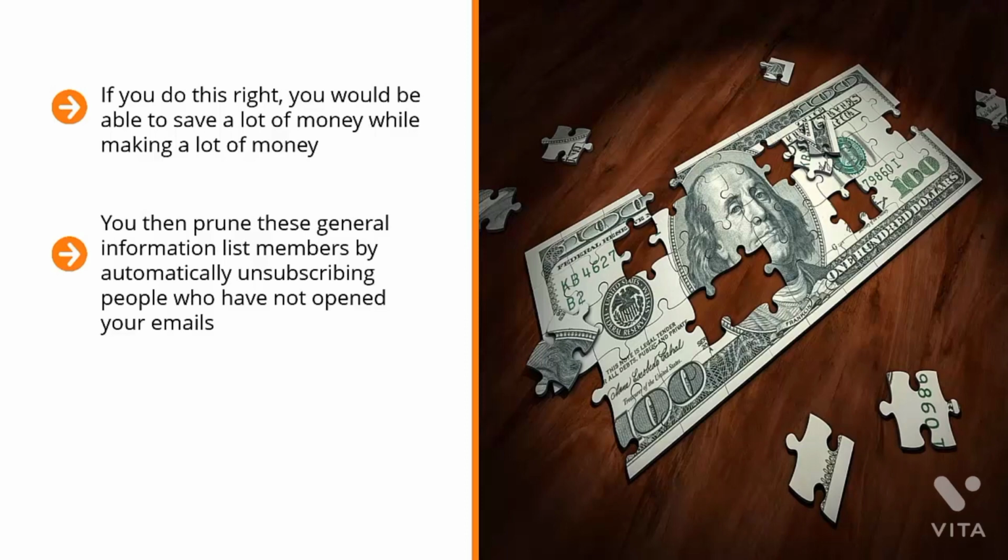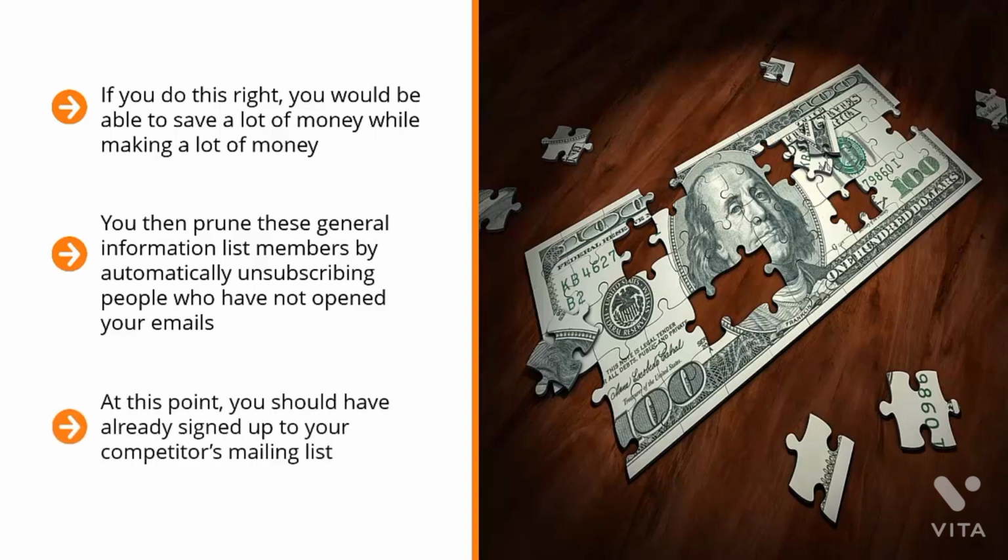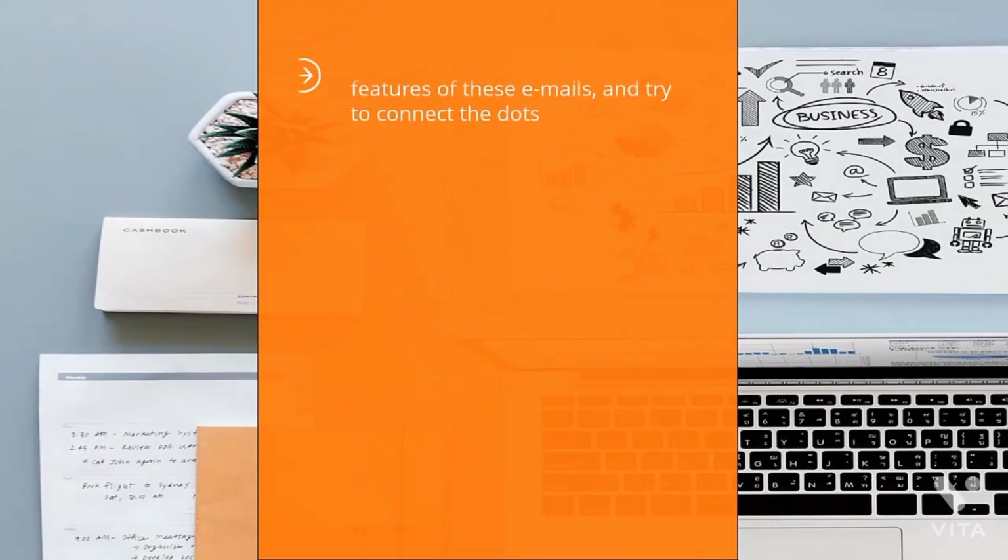Be aware of your competitors' industry standard list segmentation. At this point, you should have already signed up to your competitors' mailing list. You should already know the topics that they send updates on. You should also be very familiar with the content of their updates. Pay attention to the common features of these emails and try to connect the dots. How do they segment their list members? Which of the general strategies described above are they using?